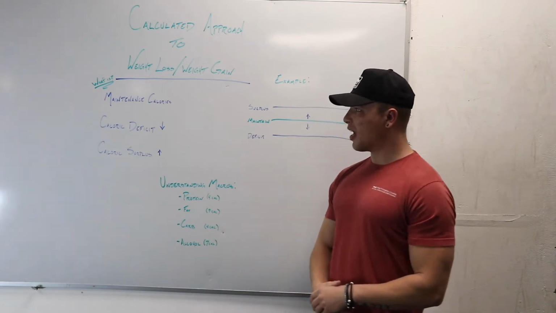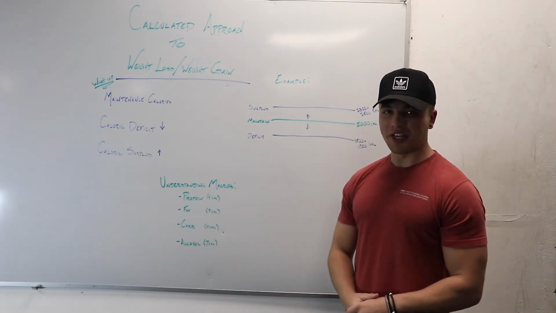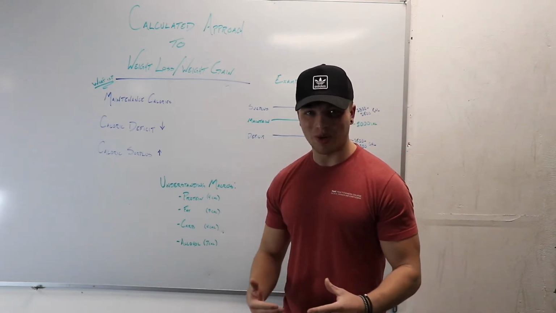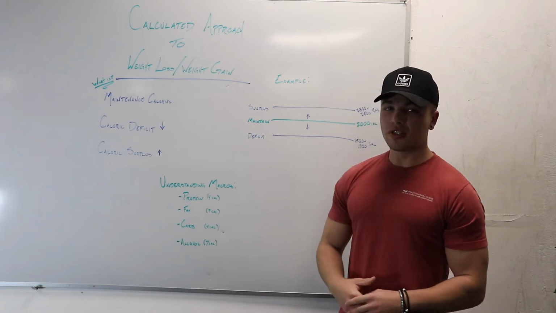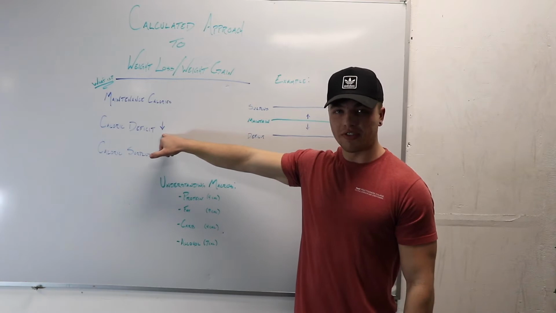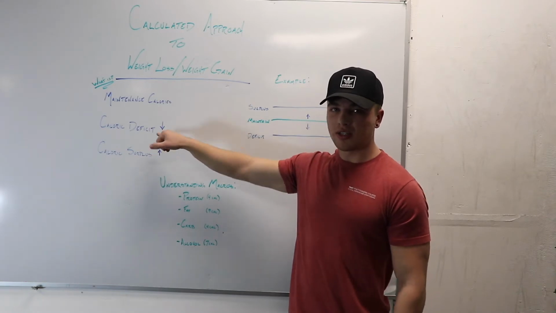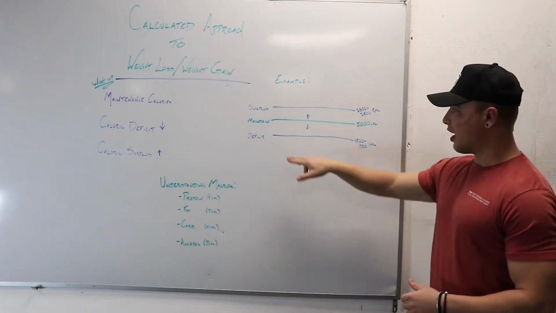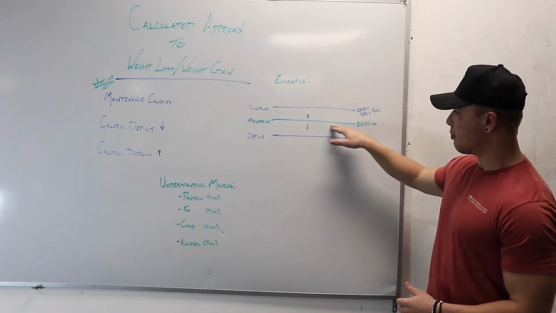So with that being said, we now understand maintenance calories. That's the amount of calories we must consume in order to stay exactly where we're at. In order to see some weight loss, we must be eating in what's referred to as a caloric deficit. To help understand this, we're going to refer over to my example right here on the board. I have this green line here representing our maintenance calories.